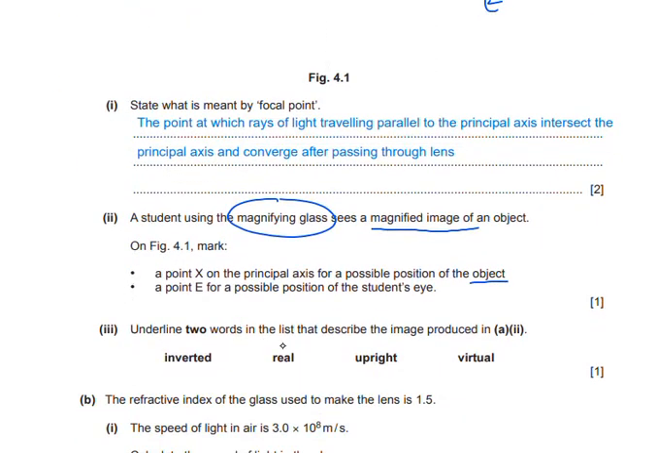Underline 2 words in the list that describe the image produced. Okay, will it be inverted? No. Will it be real? No. It will be on the same side, so this will be virtual. Okay, and this will be upright. Yeah. Okay.